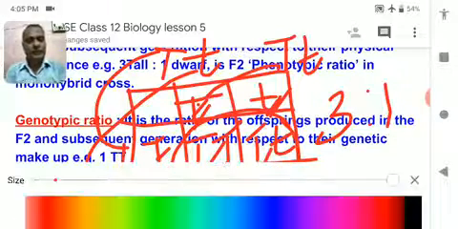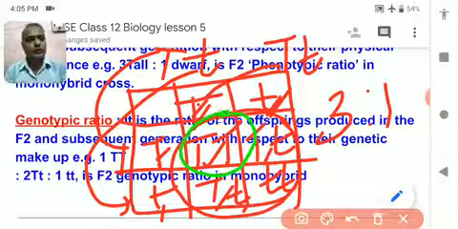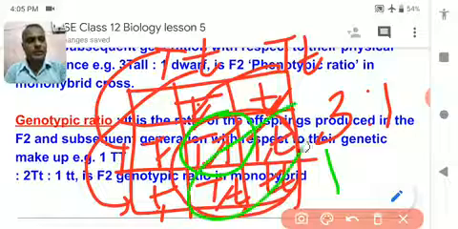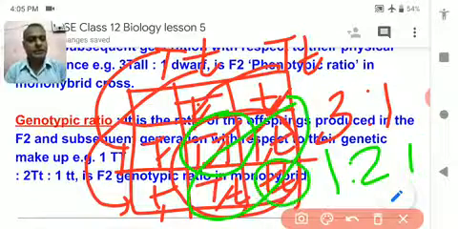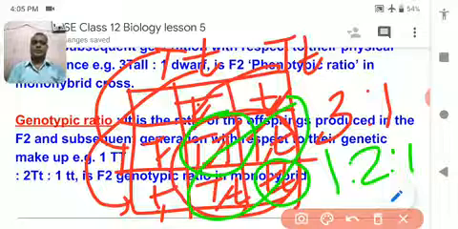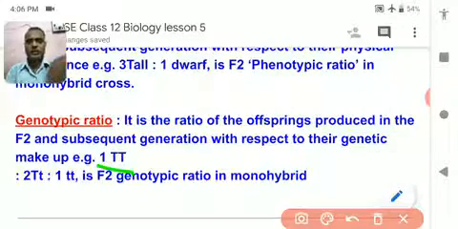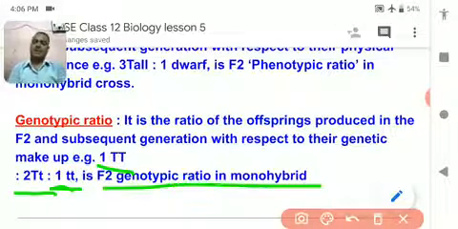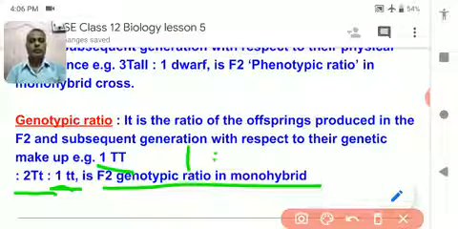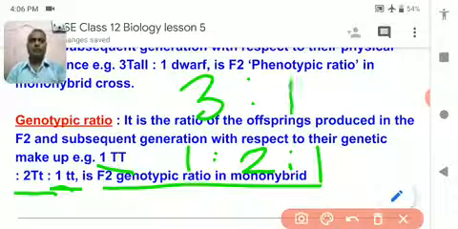And if you take the genotype ratio, then capital T capital T is 1, capital T small t and capital T small t are 2, both being the same, and small t small t is 1. So what is the genotype ratio? 1:2:1. Understood? See, 1 capital T capital T, 2 capital T small t and 1 small t small t. So the genotype ratio is 1:2:1 and the phenotype ratio is 3:1.